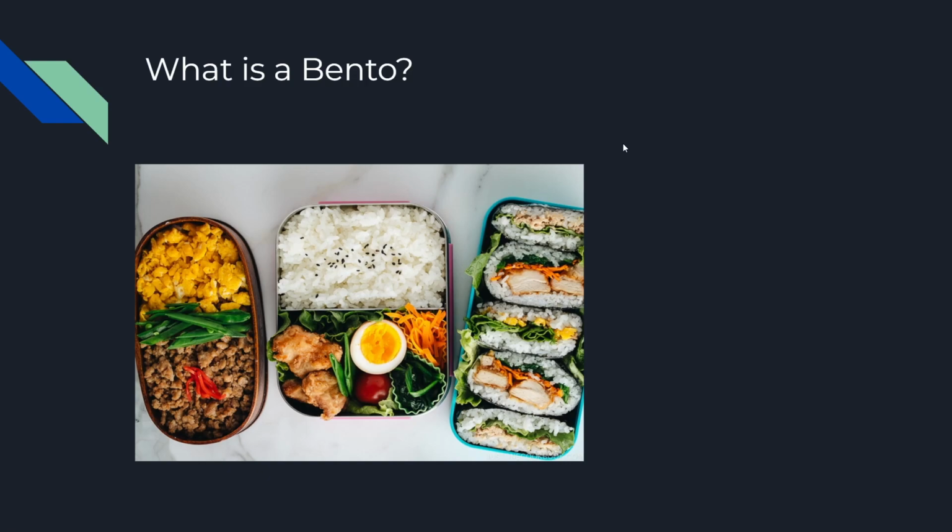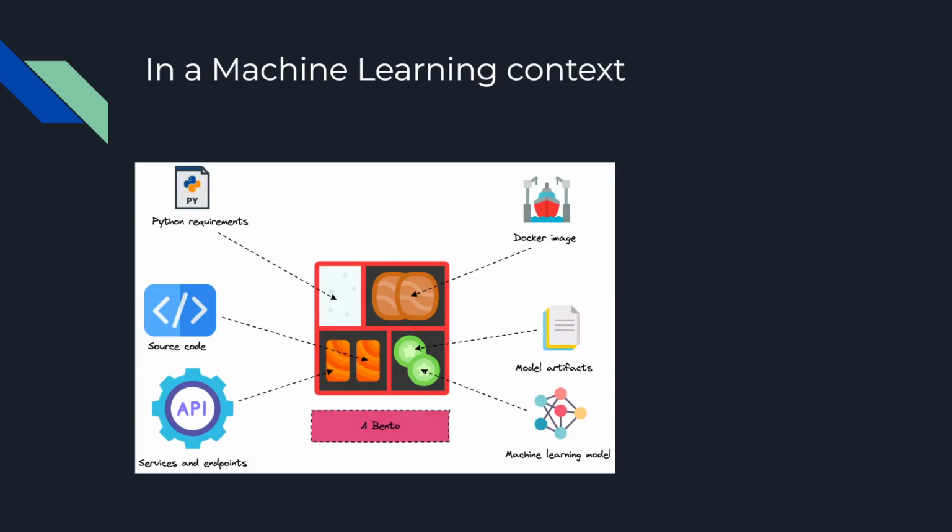You may be asking, Rashad, what does this have to do with TensorFlow? Well, in our context, a bento refers to an object that also contains everything that we will need to run and deploy our model. If we look at the image, we can see the little parts that we need are all packed into this bento. So we can see the Python requirements, the source code, the models, its artifacts, and the Docker image.